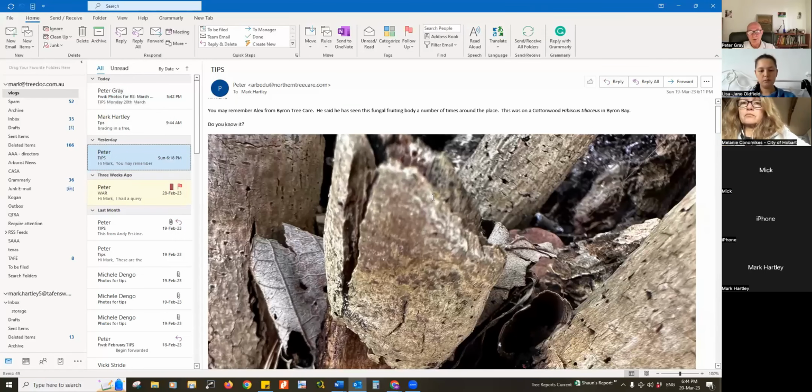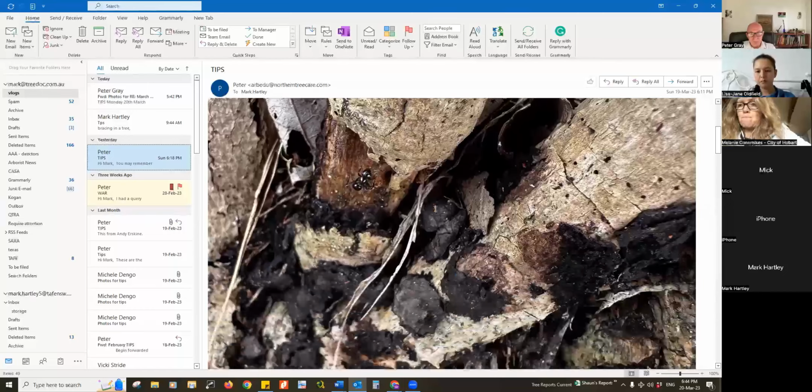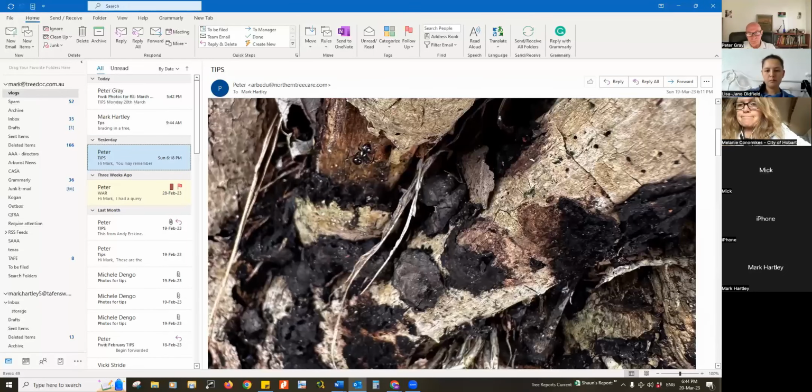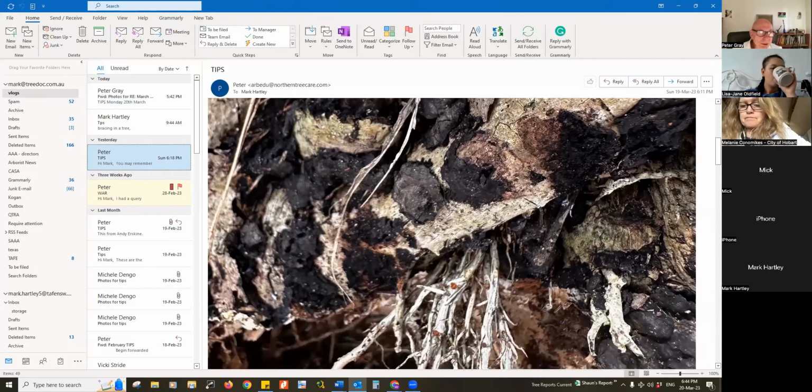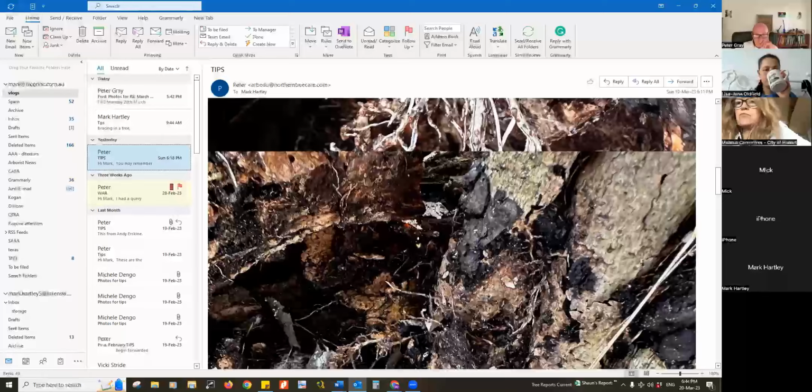Okay, now a fungal fruiting body on a tree, and the tree is a Hibiscus tiliaceus. What is it, Peter? Tiliaceus, I think. Yeah, hibiscus. And it's got this brown fungus at the base of it.